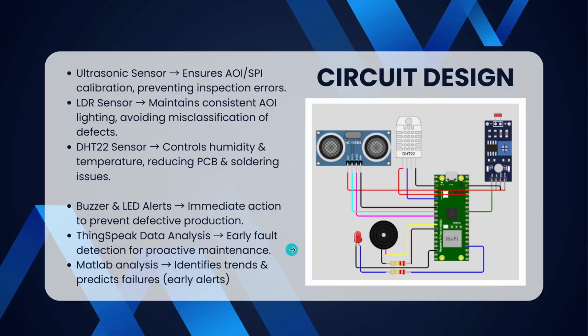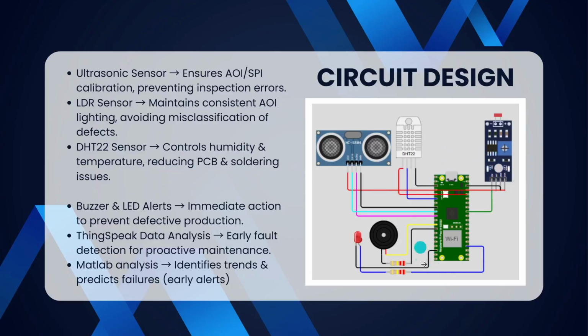Moving further, this is the circuit design part. As you can see, I am using 3 sensors. The first one is the ultrasonic sensor, which ensures AOI and SPI calibration. AOI is automated optical inspection and SPI is solder paste inspection in my SMT line, so this can prevent inspection errors. The next input is the LDR sensor, which maintains consistent AOI lighting, avoiding misclassification of defects. The third one is the DHT sensor, which will control humidity and temperature. This is to reduce PCB and soldering issues.